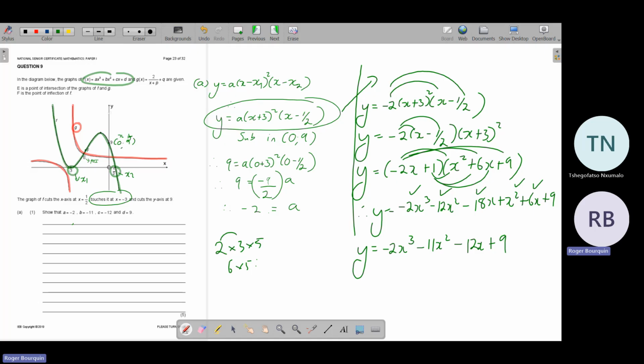And so what have I shown? I've shown that if it's of the form ax cubed plus bx squared plus cx plus d, then a is minus 2, that's the coefficient of x cubed. B is minus 11, that's the coefficient of x squared. C is minus 12, which is the coefficient of x. And D is 9. Fantabulous. Well done, Roger.